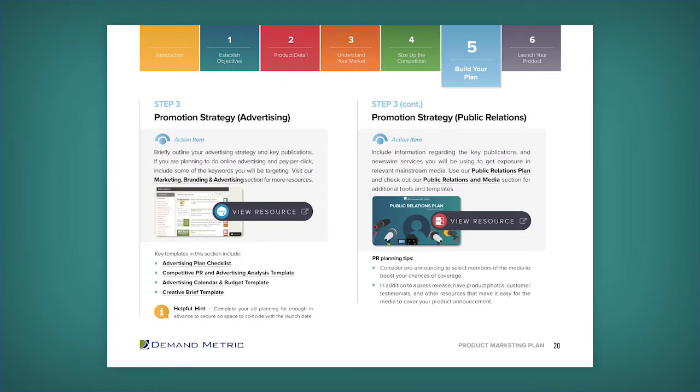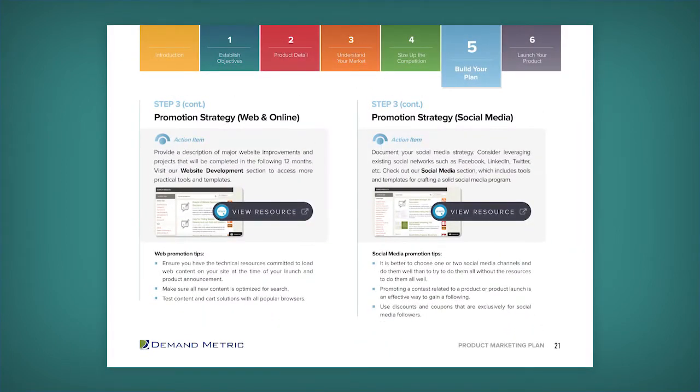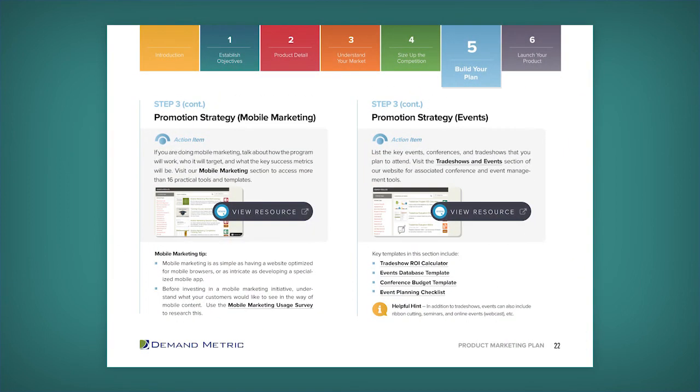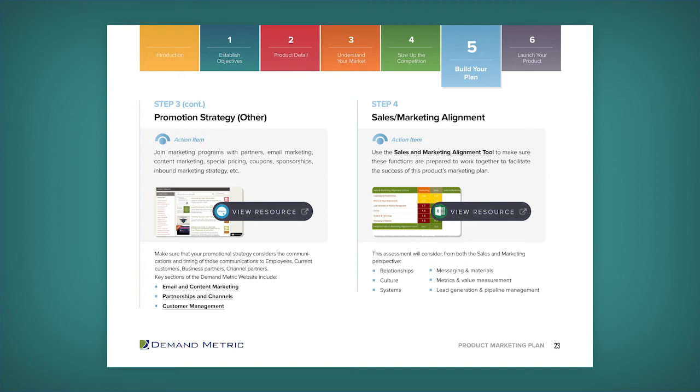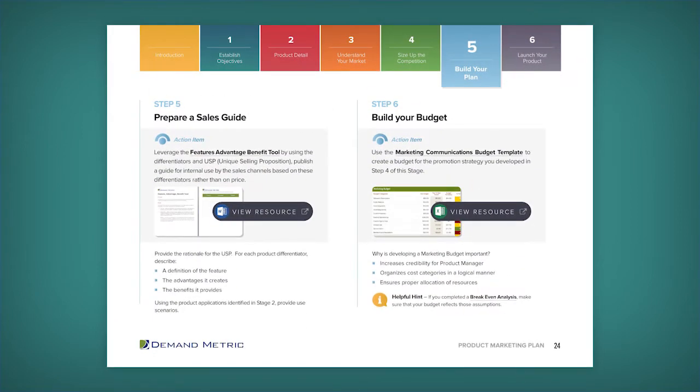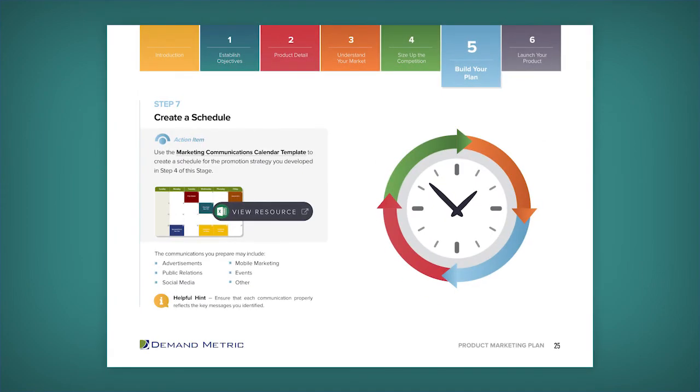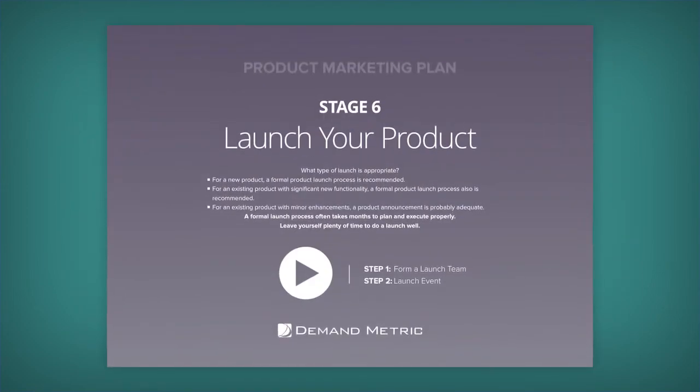Next, your promotion strategy is going to lead you to advertising, public relations, web and online, social media, mobile marketing, events, and other types of promotion strategies. We follow this up by focusing on your sales and marketing alignment, preparing a sales guide, building your budget, and ultimately creating a schedule. In the last and final stage, stage number 6, here we're going to launch your product.